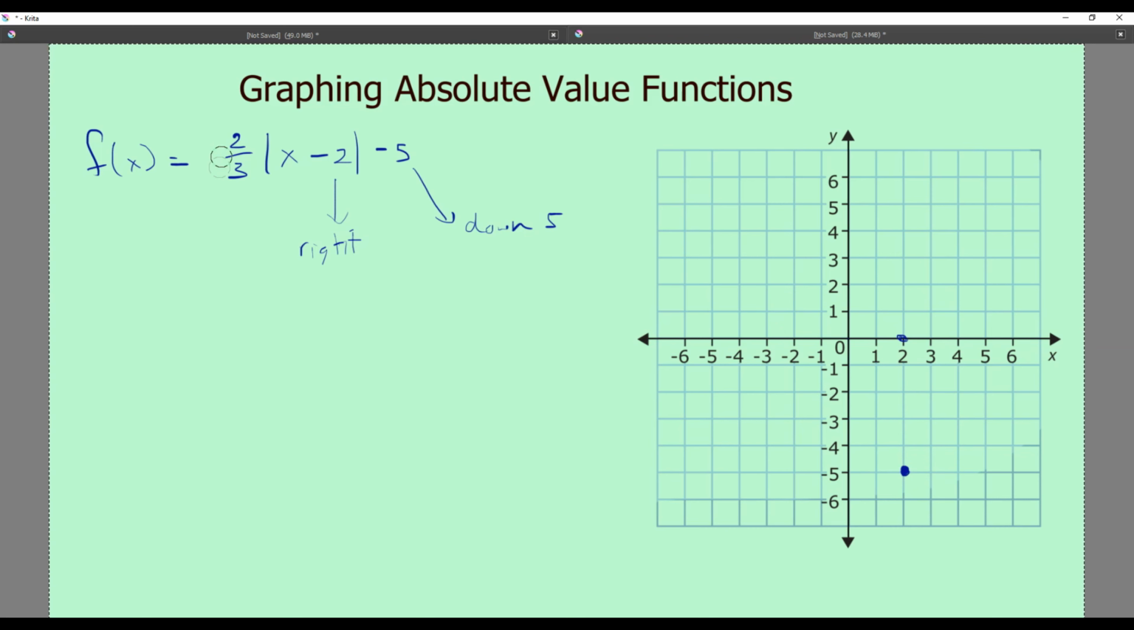And I have to look at the slope. Slope is 2/3. That means I go up 2 over 3. Rise 2, run 3. And I rise 2, run 3 the other way. So now it looks like this. There you go. That's my graph.